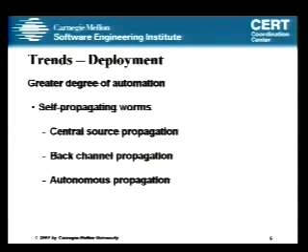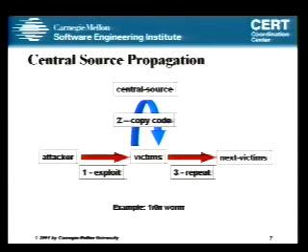I want to talk a little bit more about deployment of DDoS tools. Obviously, we've seen a greater degree of automation in the technology that can be used to deploy denial of service tools in the form of self-propagating worms. We've really seen three types of propagation models evolve out of this. Central source propagation is primarily used by the Lion worm, and we've seen this model previously, but not in the degree of automation that the Lion worm used.